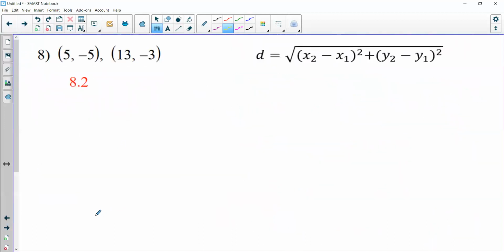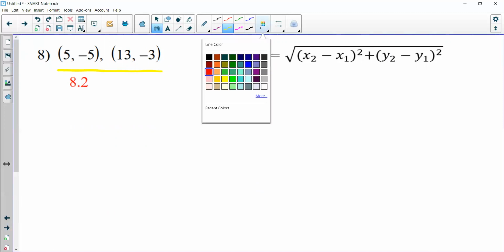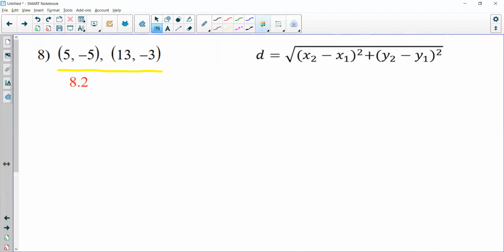Now let's look at number 8 from homework 7.4. For number 8, the only difference is that we're not given a graph. So we don't need to identify the ordered pairs. They're already given to us. So we already have our x1, x2, y1, y2. All right, so let's start plugging in numbers into the formula.